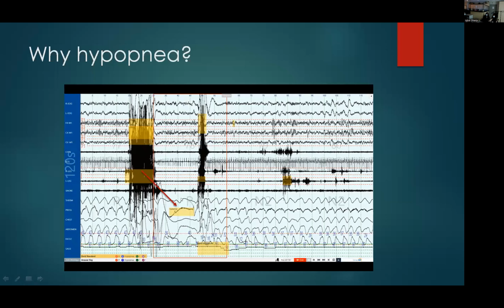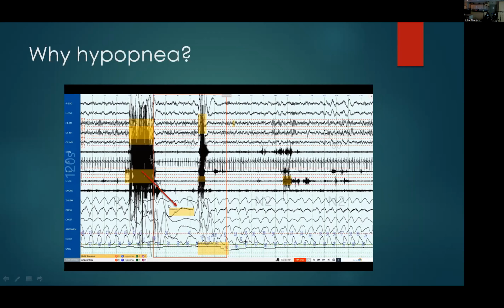There's an arousal, there's a desaturation attached to it. Okay. But you don't see any effort here? Maybe there's artifact or what?